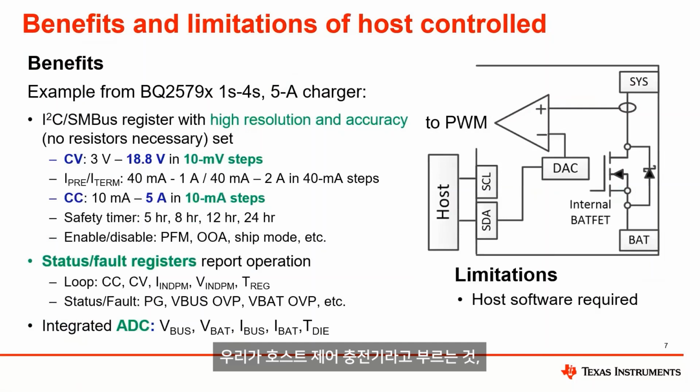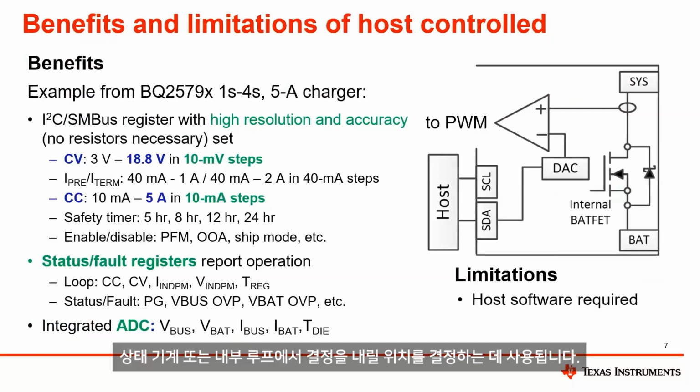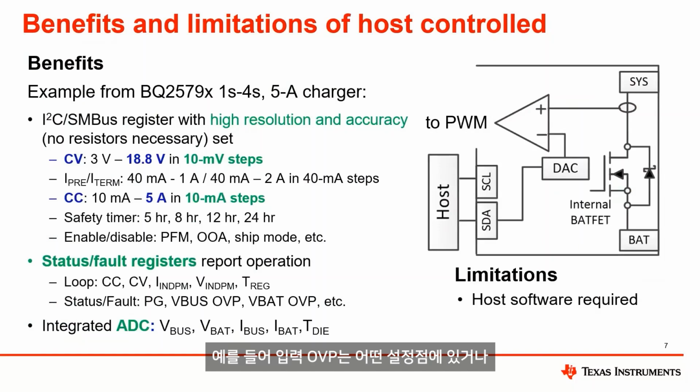The main benefits of what we call a host-controlled charger, in other words, one that has I2C or SMBus to allow a host to communicate with it, is that the registers you can write to with I2C or SMBus are used by the state machine or the internal loops to make decisions. Like at what set point is our input OVP, or where is our battery regulation voltage? What is our charge current?